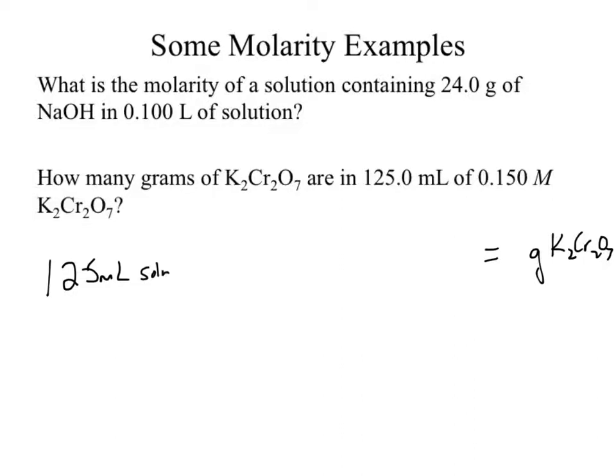Okay, officially of our solution. Is the milliliters of solution equal to grams of potassium dichromate? No. So what do we need to do? Conversion. Okay. So ideally, we'd do milliliters of solution and grams of potassium dichromate. Do we have a conversion factor between grams and milliliters? No. So what can I convert the milliliters to?